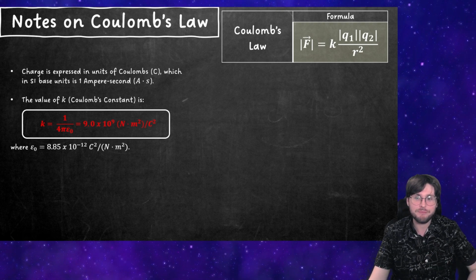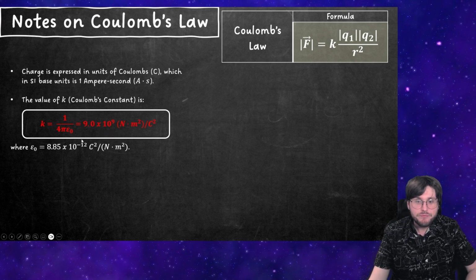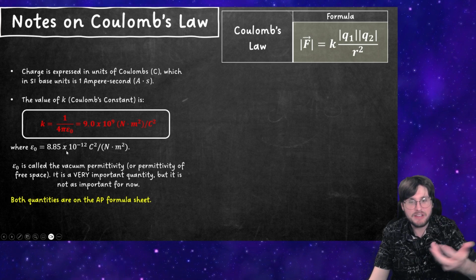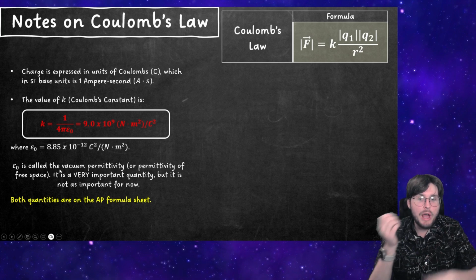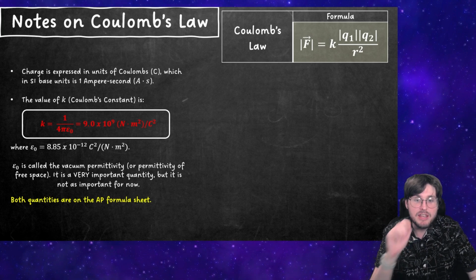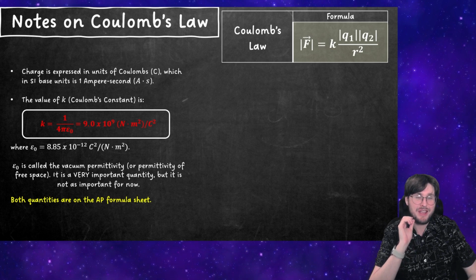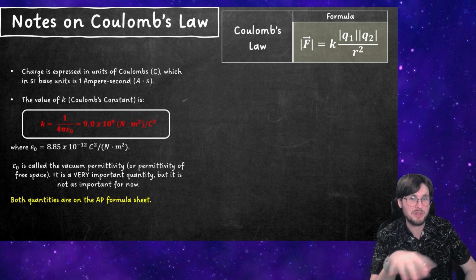Now, you might be wondering what on earth that epsilon naught is. That value is known as the vacuum permittivity, or I like to call it the permittivity of free space. It's a constant that, while not very important for the time being, is very important for several applications later on, including a pretty important set of equations and derivations that helped to revolutionize physics.